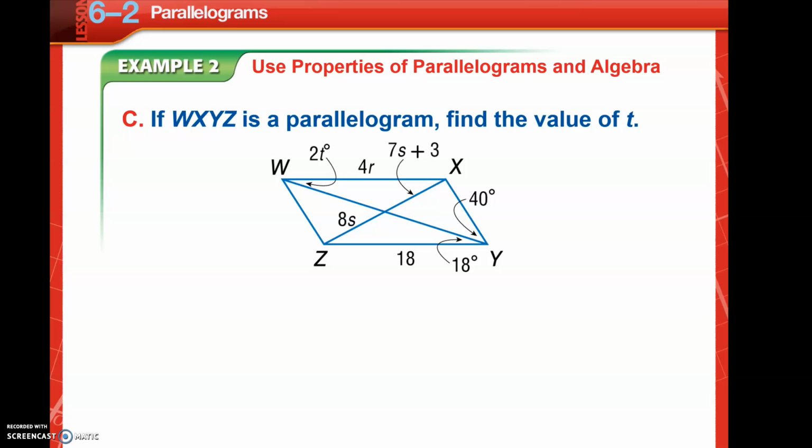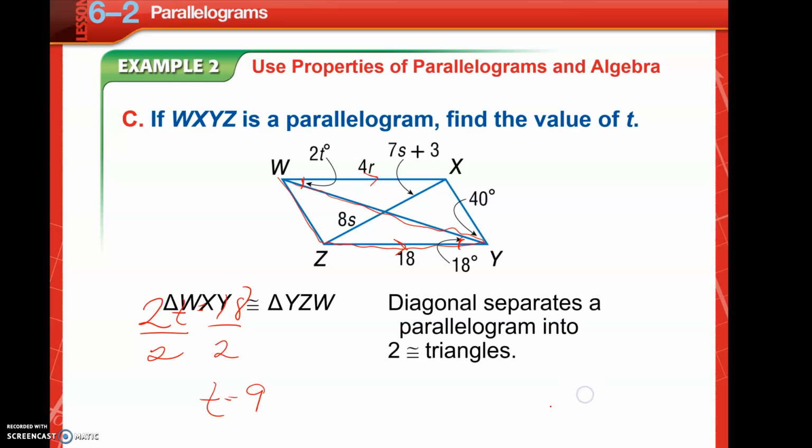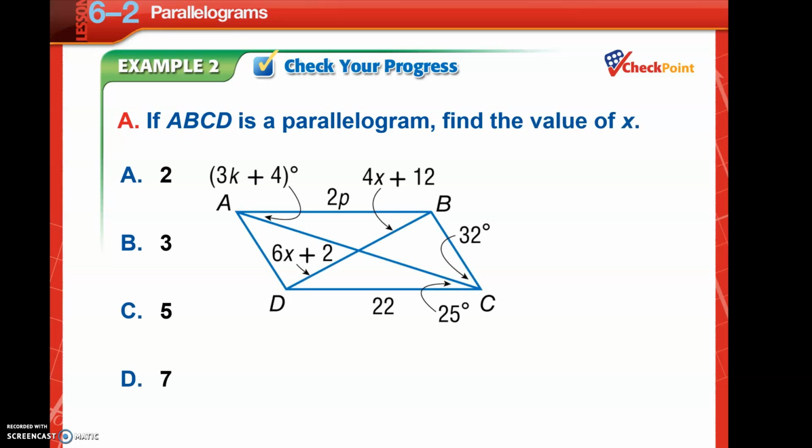Find the value of t then. t is this angle here, and this triangle is congruent to this triangle because the diagonals make them into congruent triangles. Also, since these are parallel, we can tell that these two angles are going to be equal because they're consecutive interior. So 2t equals 18, so t equals 9. So we take all of those properties and set them up to make equations.